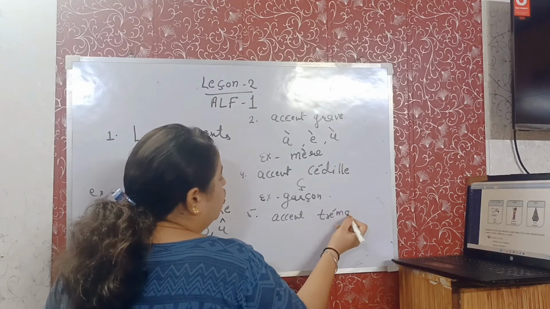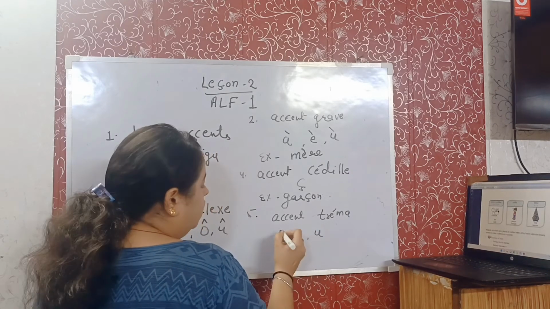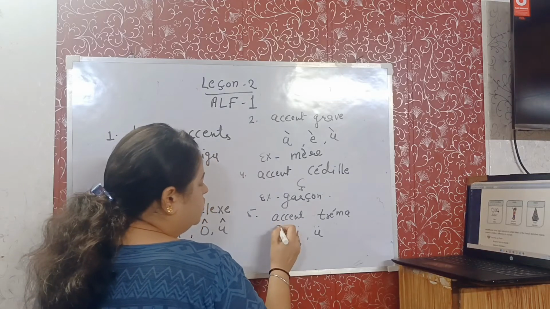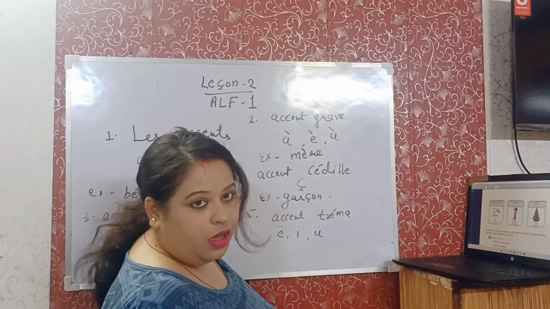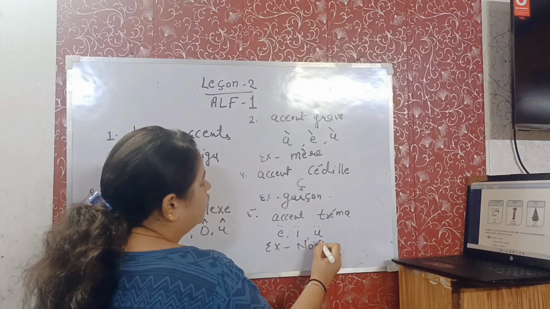Another and last accent is trema. Accent trema comes on E, I and U. The two dots. This is called accent trema, and the example is Noël.